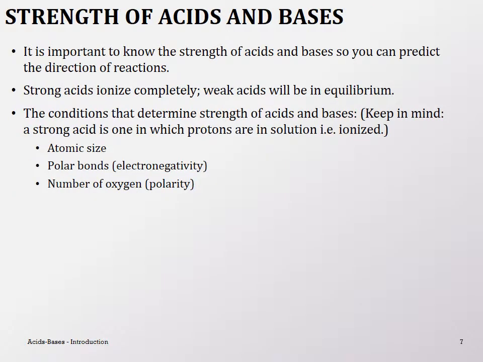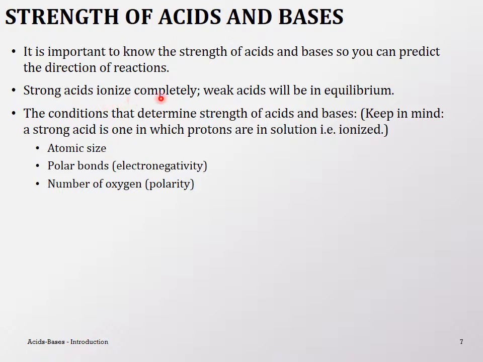So then let's look at the strength of acids and bases. And again, remember, we need to know this so that we can predict the direction of the reaction. A strong acid and base will react to give you a weak acid and a weak base. First of all, strong acids will ionize completely, which means there will be no acid molecules left. For example, with hydrochloric acid, there will be no HCl molecules left in the solution. Everything will be either hydronium ion or chloride ion. So that means it's completely ionized.